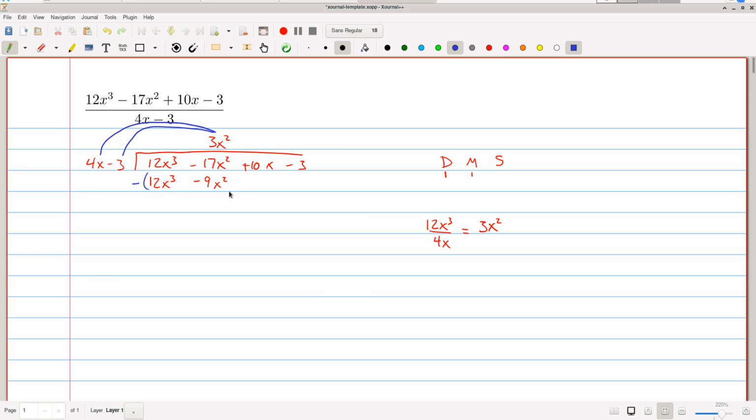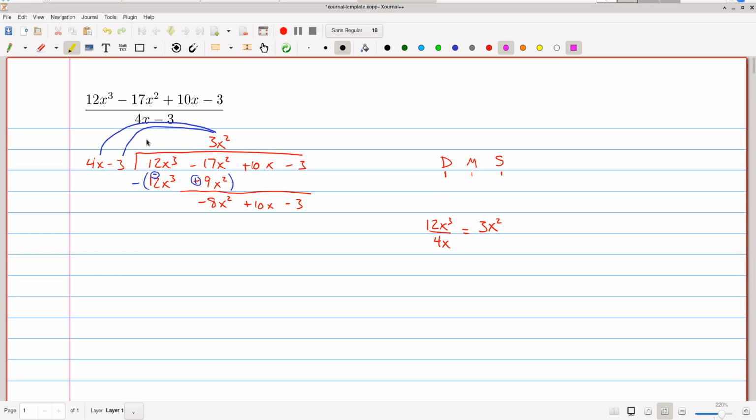Now, if we subtract this entire thing, what that means is if we distribute the minus sign through, that'll make this first term a negative, and it'll change the second term to positive when we go to combine like terms. So the 12x cubes cancel. Negative 17x squared plus 9x squared is negative 8x squared. 10x plus nothing is 10x. And negative 3 plus nothing is negative 3. So we've done the subtraction step. We've hit the end of the line. We're going to come back to the front and divide again.